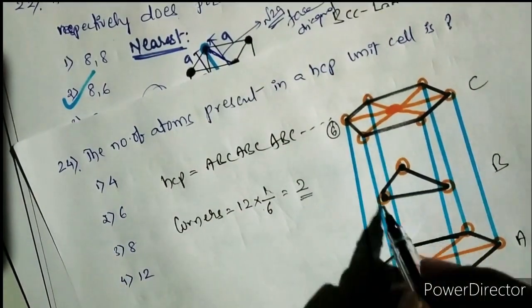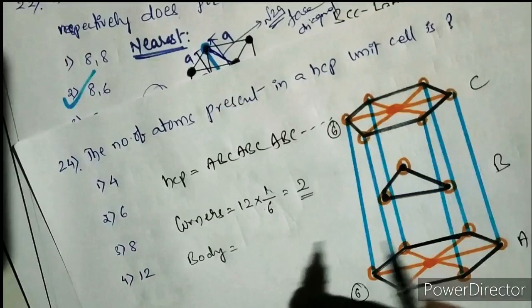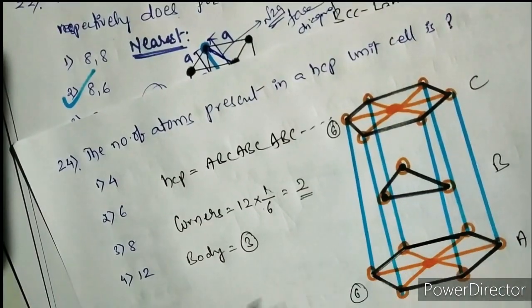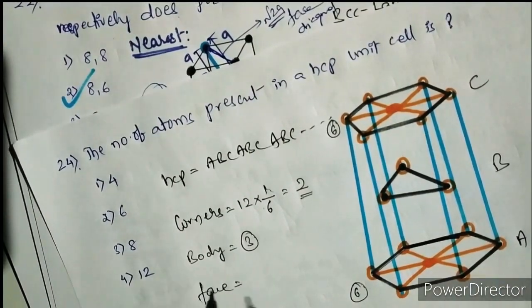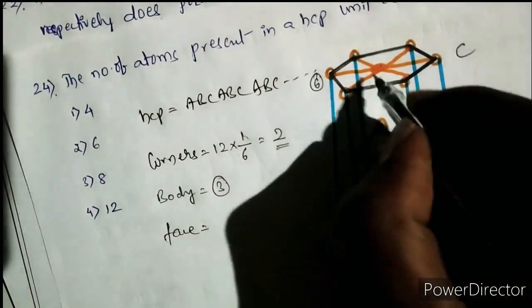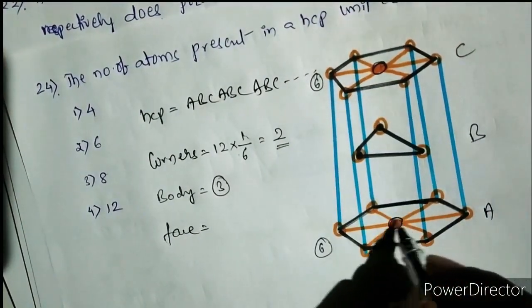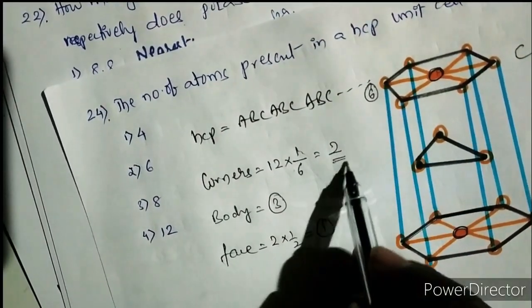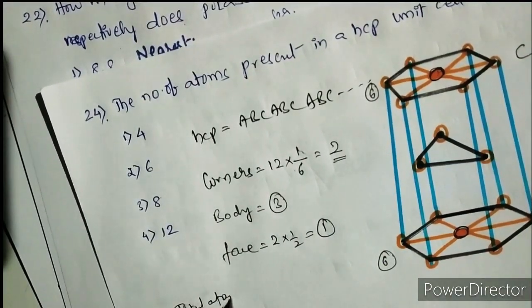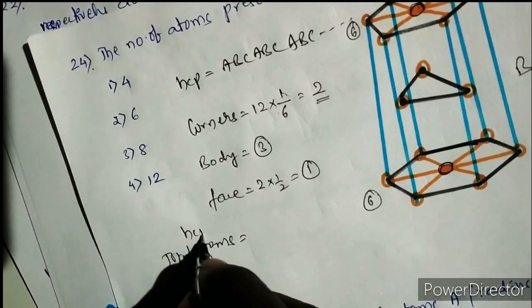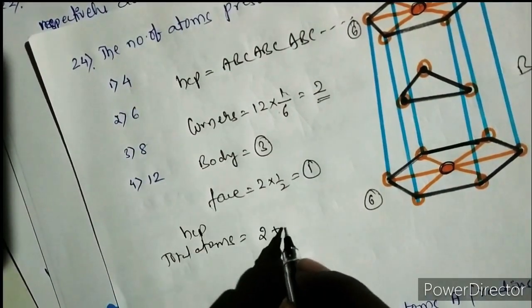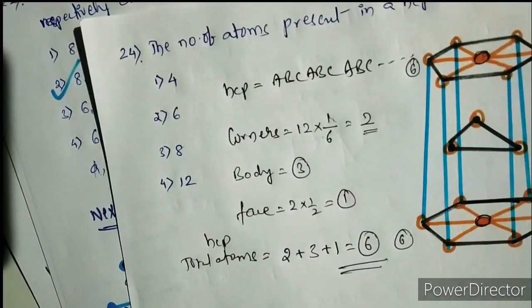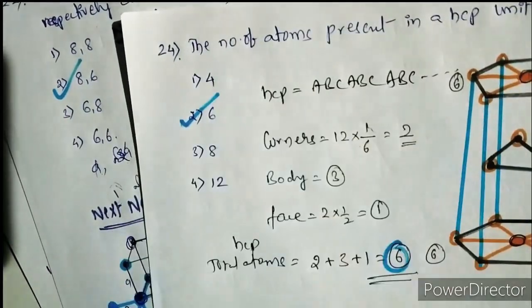Next one is the body center. There are 3 body center atoms and their contribution fully belongs to this hexagon. Next, atoms are present at the face. Look at this. One atom is at this face, and face atoms contribute only half of their volume. So it is 2 into 1 by 2. How much will you get? 1. Now the total atoms: how many total atoms are present in HCP? It is 2 corner atoms, 3 body atoms, 1 face atom. Total it becomes 6. So what is your answer? Your answer is 6. Option 2 is correct.